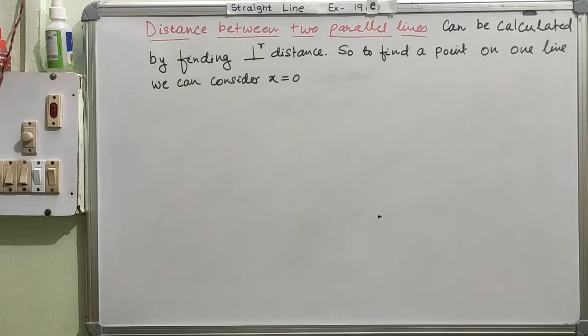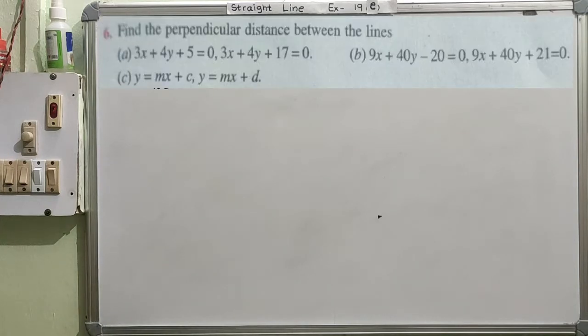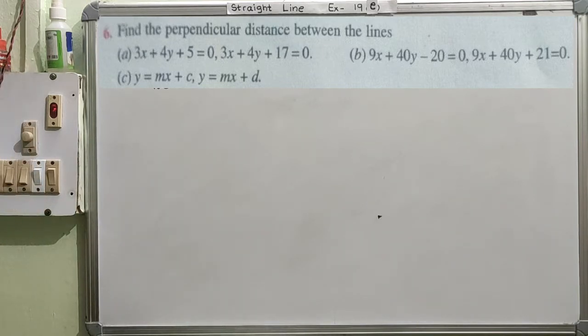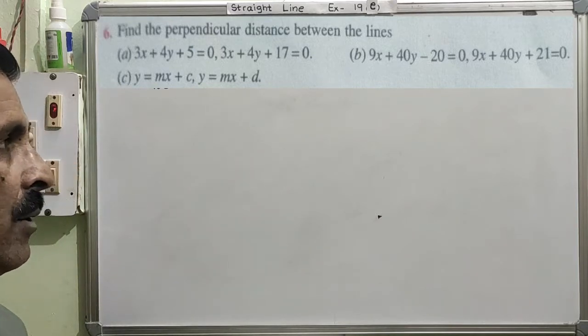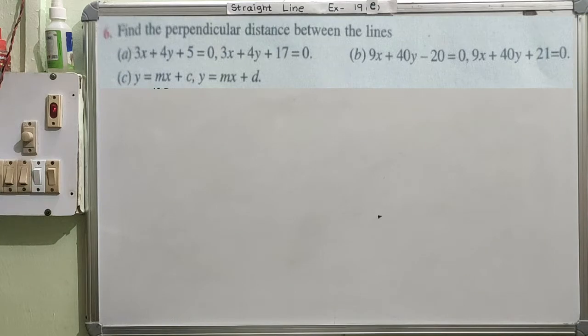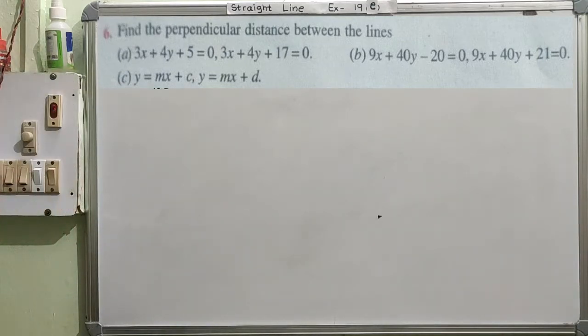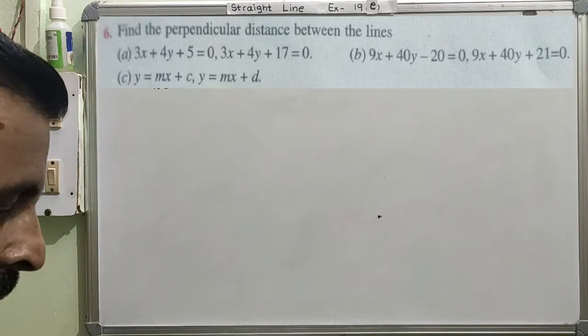Now we are moving on to question number 6. Question number 6 is to find the perpendicular distance between the two lines. You can see question number 6, there are 3 parts, A, B and C. I'm going to solve part A. So we are going to find the perpendicular distance between the two lines. Is this very clear?